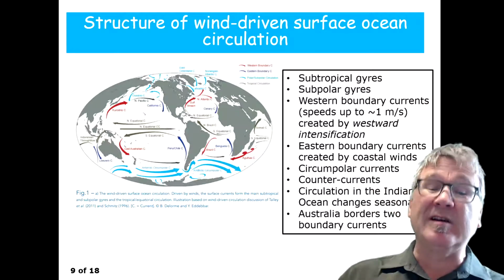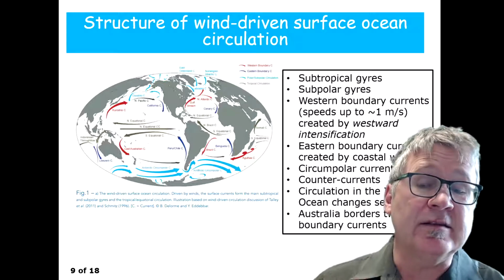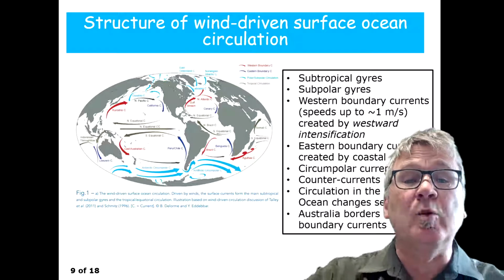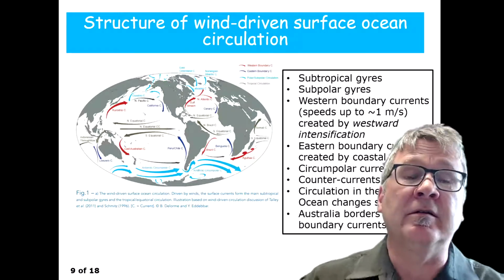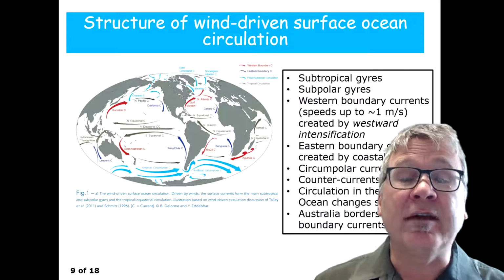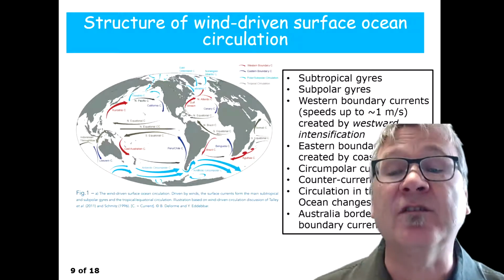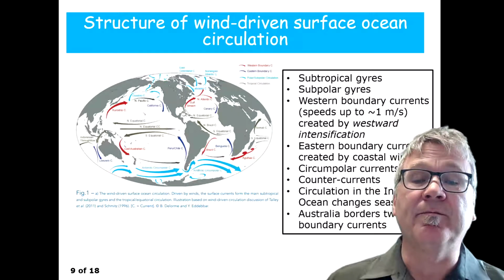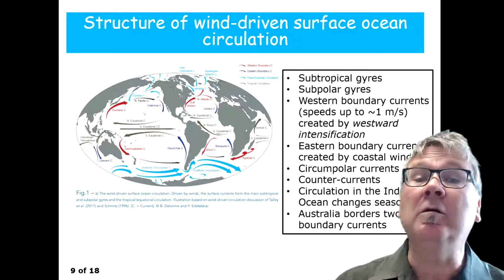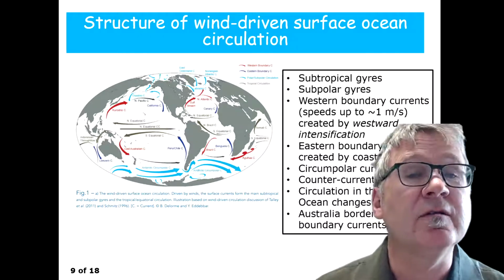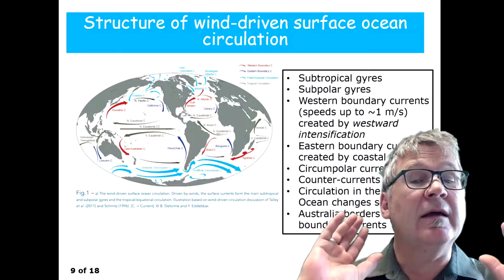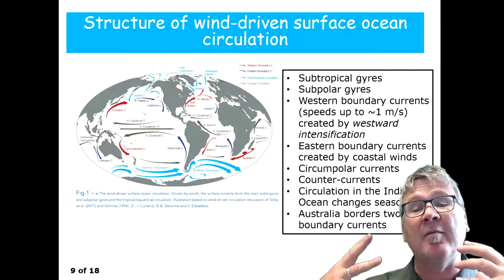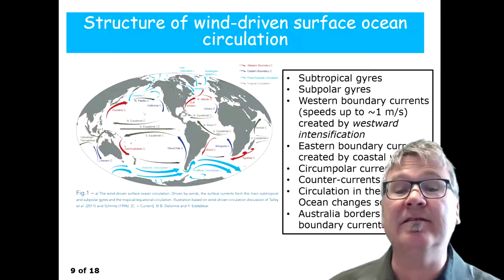And they are created by westward intensification. And it's a mechanism. So they're actually also responding to the large-scale wind stress curl over the gyres. Okay, if that wind stress curl is increased, it also changes the speed of the western boundary current. And these currents are all horizontal currents, as explained before.